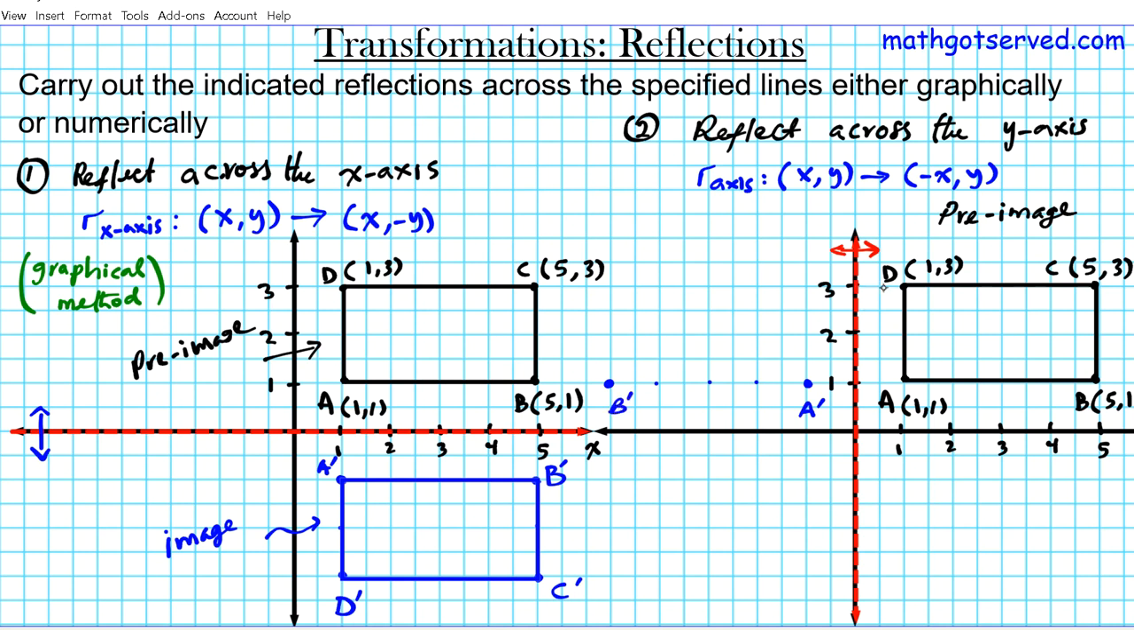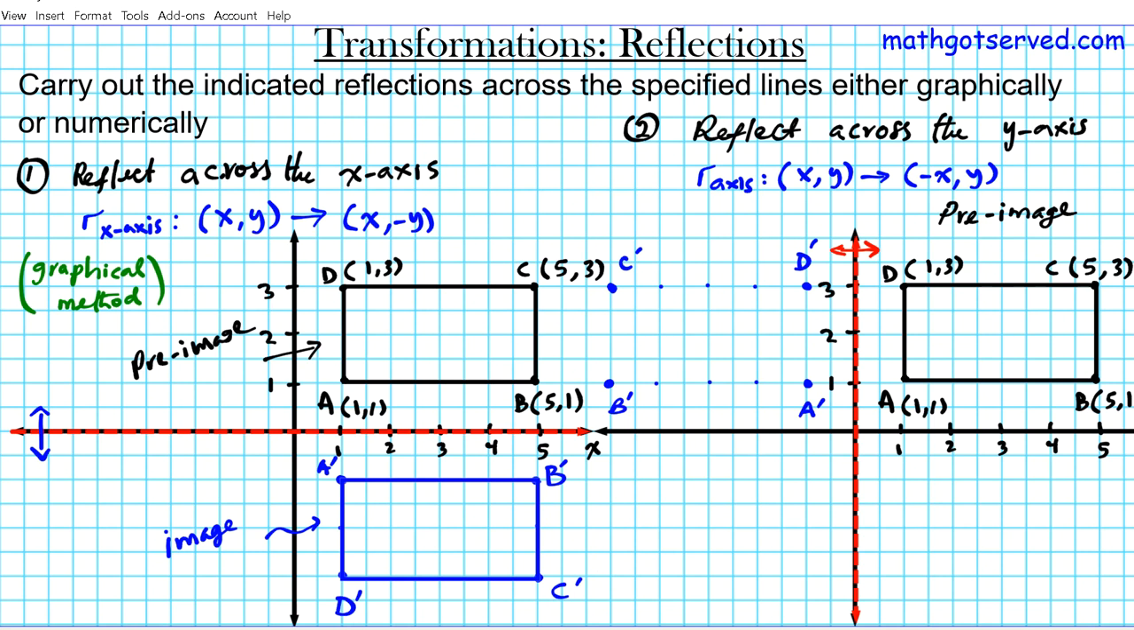Point D is 1 unit to the right, starting from 3, going perpendicular to the mirror, of course, and then we're going to do the opposite direction, 1 unit to the left. Point C is 1, 2, 3, 4, 5 to the right, so we're going to go 5 to the left. 1, 2, 3, 4, 5. That's point C prime right there. Okay, oh, I didn't label D, so that's point D prime. Okay, so there goes our image under reflection.